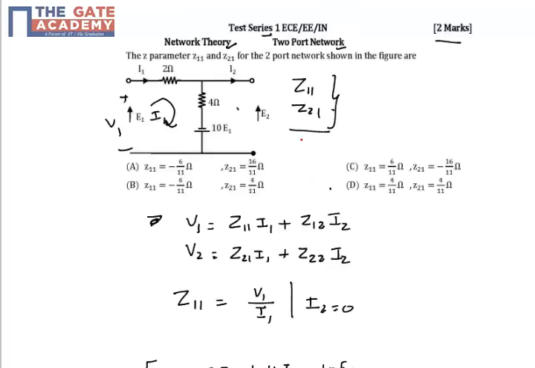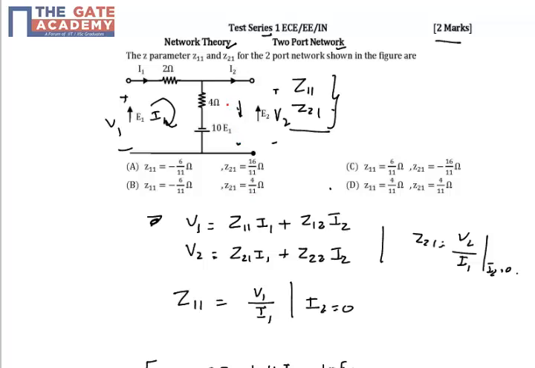Next is calculate the Z21. So Z21 is what? Z21 is defined as V2 by I1 keeping I2 0. Okay, so I2 is still 0, but this time you need to calculate the V2 by I1. So what is the V2? V2 is nothing but E2, right? So V2 is the voltage across this 4 ohm and 10 E1.